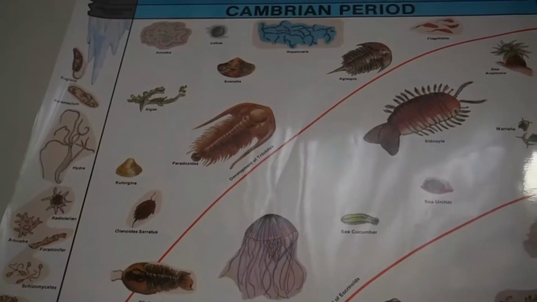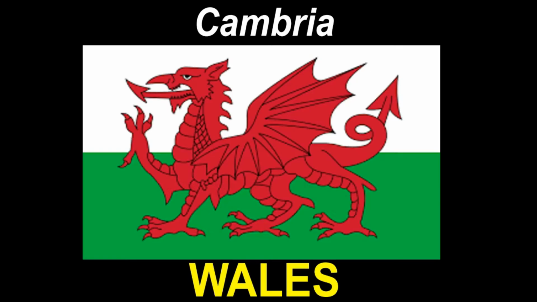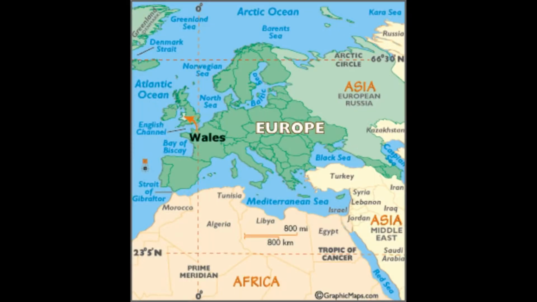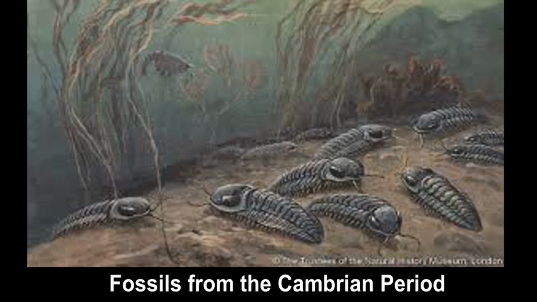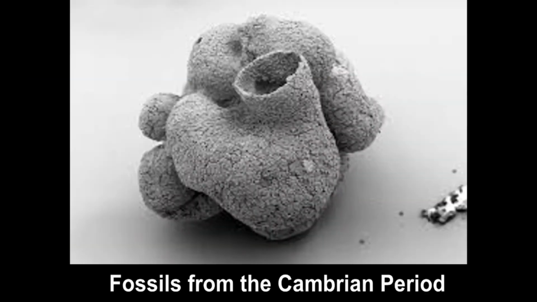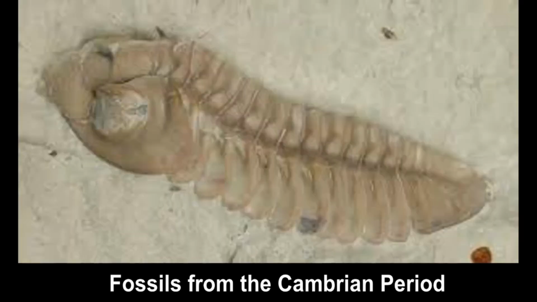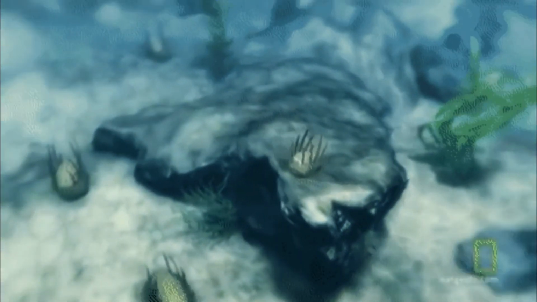The Cambrian period takes its name from Cambria, which is a Latin name from Wales. Do you know where modern day Wales is? If you don't, well, do your research. But the fossils that were found from the Cambrian period were found in Wales. The climate of the Cambrian period was generally mild.